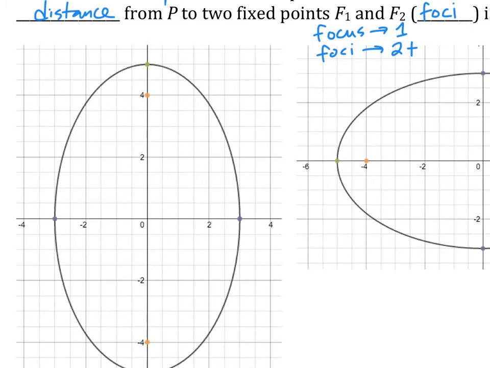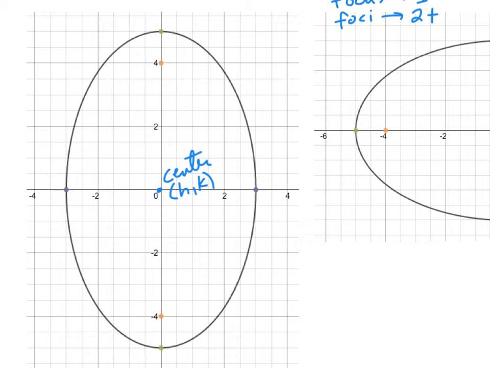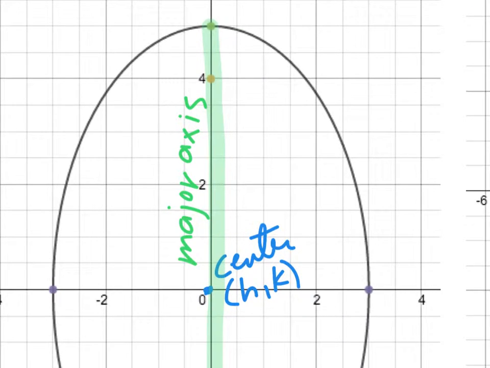All right, so let's look at this shape. The center is still called the center, and the center is still (h, k). It's just like a circle. Next, this really, really long line. You can see that this shape has a longer part and a shorter part, right? The longer part is called the major axis, and that goes from the top to the bottom.